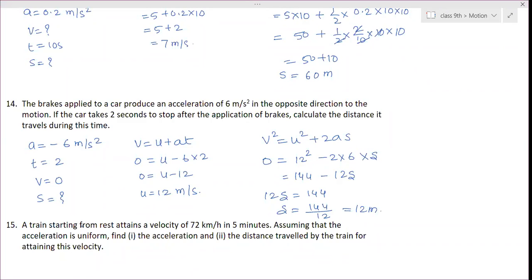Ma'am, is the answer 3 kilometer? I mean, acceleration equals 1 by 15 meter per second square and distance equals 3 kilometers. What is the acceleration you got? 1 by 15 meter per second square, yes, right, and distance is 3 kilometers. Yes, ma'am, I also got the same. Even I got the same. Yeah, 3 kilometers, right.